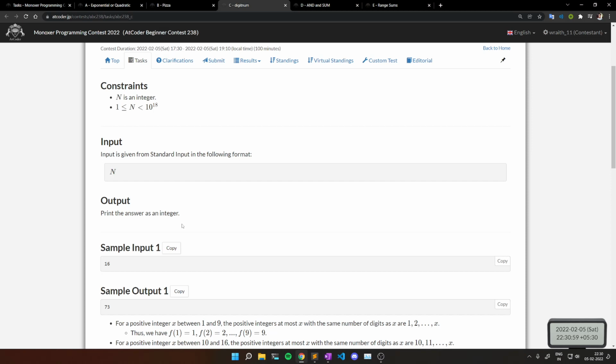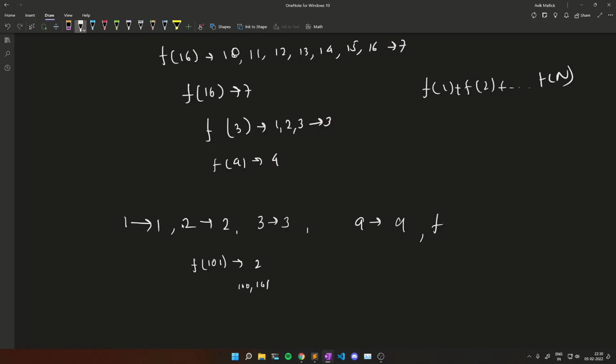Since f of n goes up to 10 to the power 18, we cannot do it linearly. For every f of 3, we cannot just add 1 plus 2 plus 3, because that will give us TLE. So another thing to observe is how the values are changing.